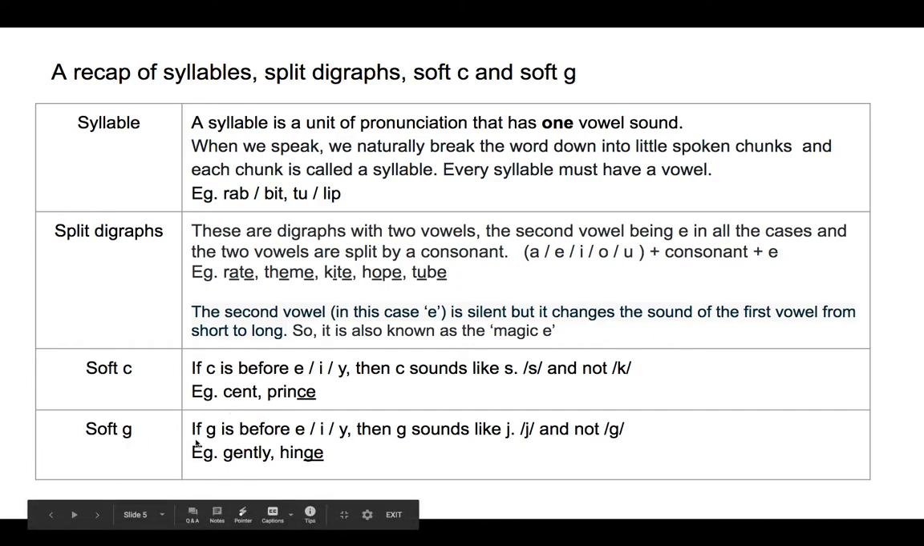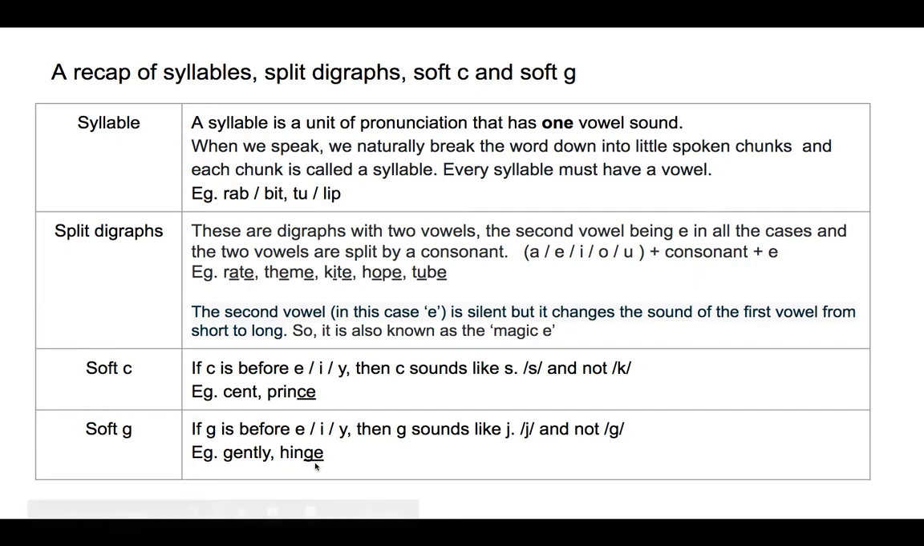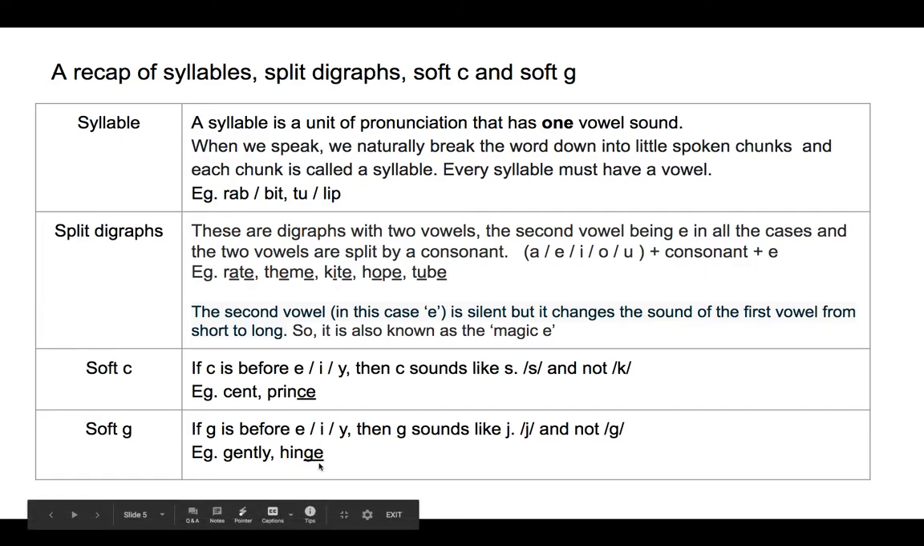What is soft G? If G is before the letters E, I or Y, then G sounds like the letter J, and not the usual sound G. For example, gently, hinge. Again, the letter E is at the end of the word and it is silent. So the two letters G and E make the sound J together. So it behaves like a digraph at the end of a word, whereas here it does not.